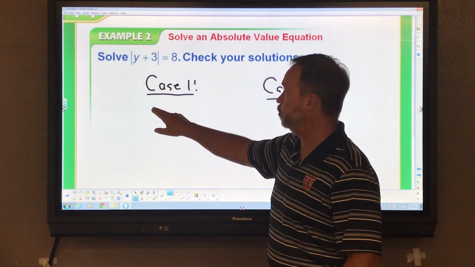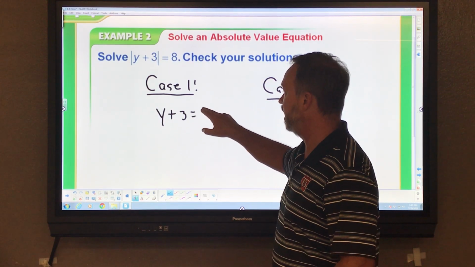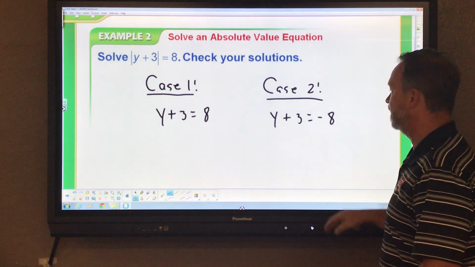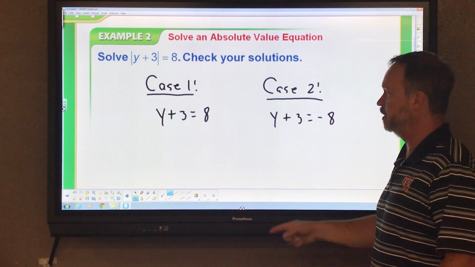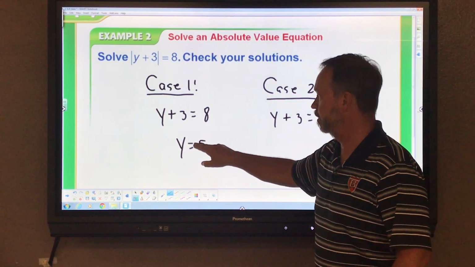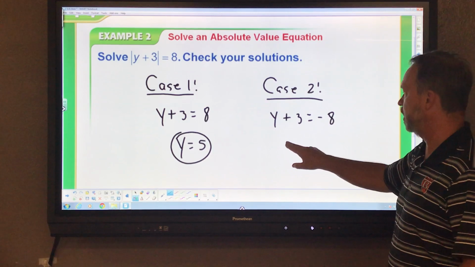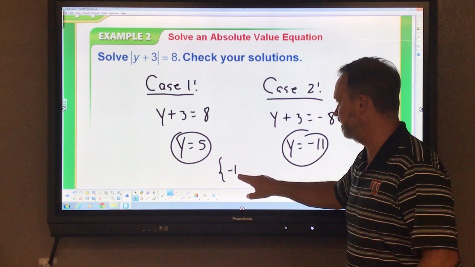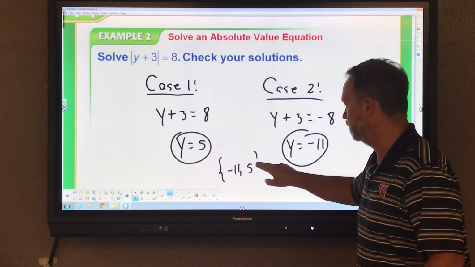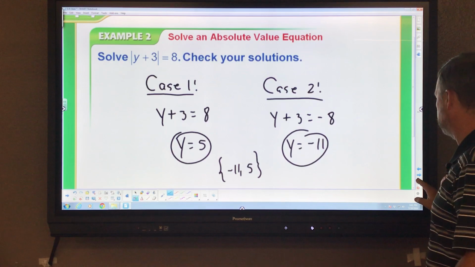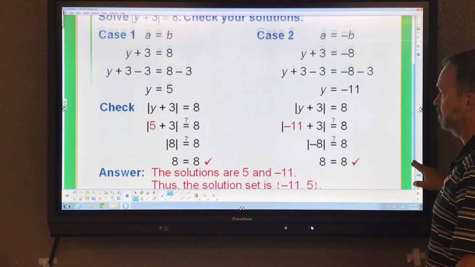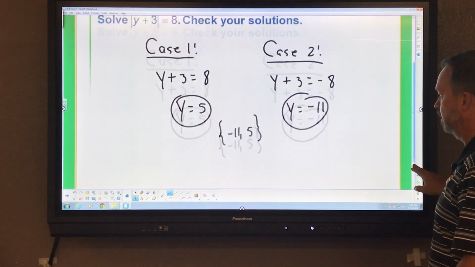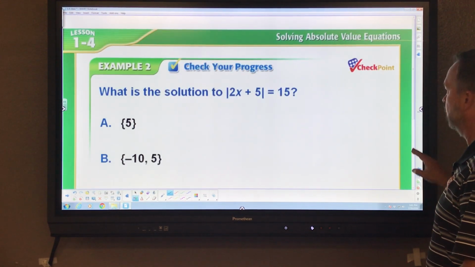And so case one, I copy without the absolute value symbol. Case two, I recopy, but I change the sign to the number on the right side. It's just what we do. Then we subtract 3, and we subtract 3. And I'm going to write that in set notation, negative 11 and 5. Those are my two answers. You can see, negative 11 and 5. That's what I got, right? Yes, negative 11 and 5. Okay?